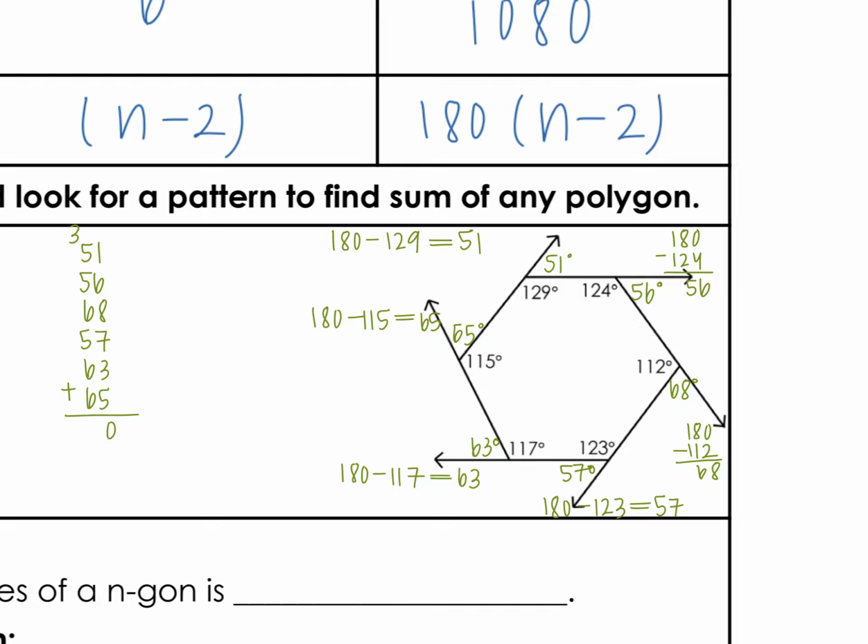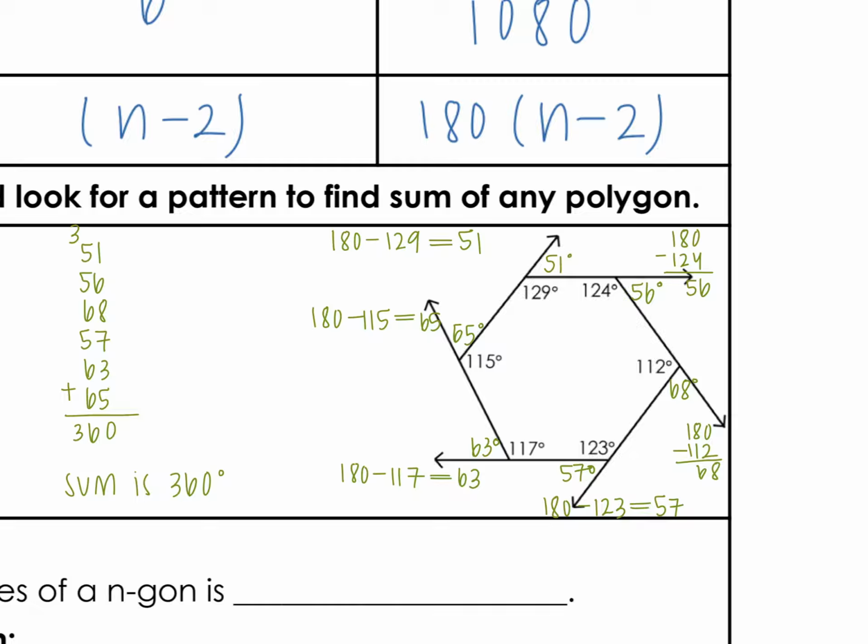Then adding this together, we're going to get 3 plus 5 gives me 8. Plus another 5 will give me 13. Plus 6 will give me 19. Plus 5 gives me 24. Plus 6 will give me 30. And then another 6 will give me 36. So my sum for this one is 360 degrees again.